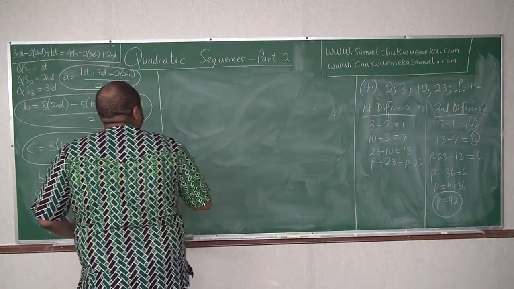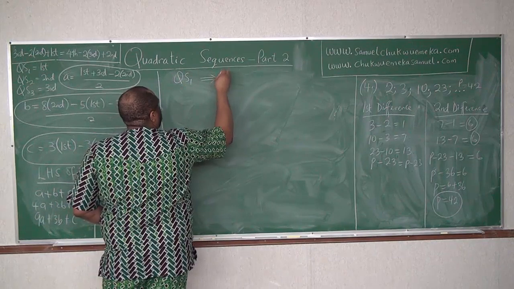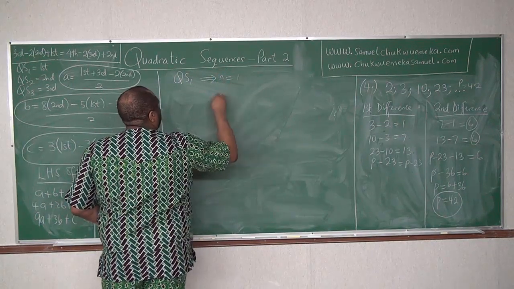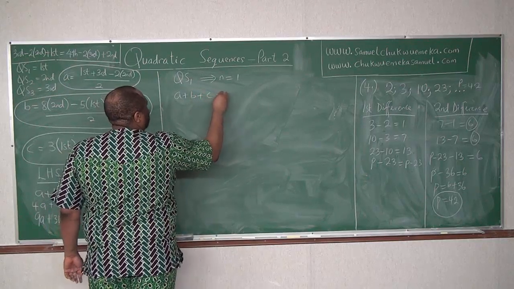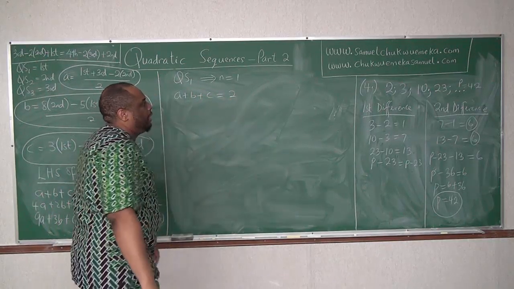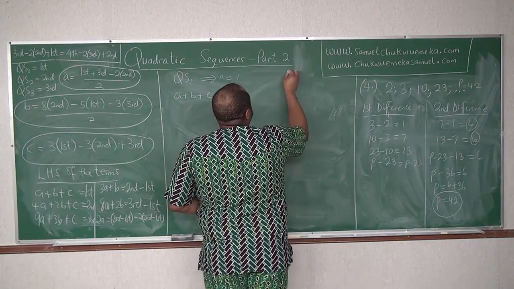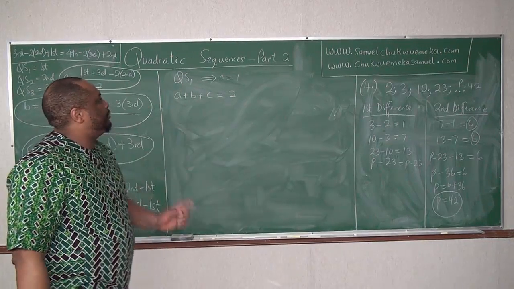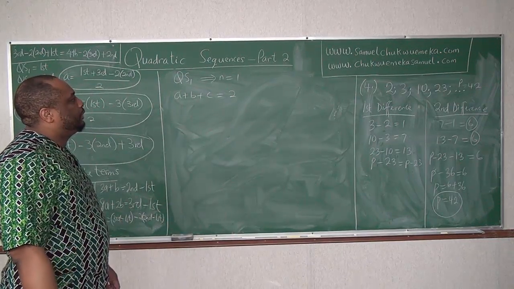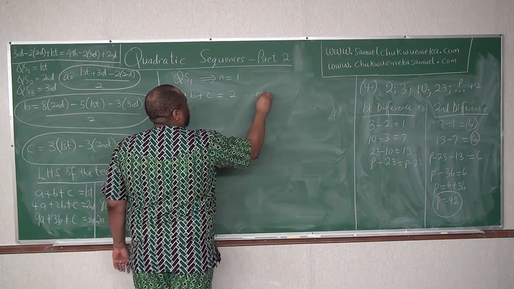Okay? And QS1 implies n equal to 1. So we see that a plus b plus c is the first term, which is 2. Okay? First term, second term, third term. First term is 2. Then we call this equation 1.